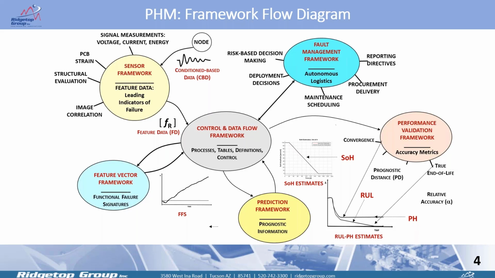Then you have a different framework that's more of an offline type of work. It's a performance validation. You really can't evaluate the performance of a prognostic node, if you will, until you've reached end of life, because you want to say, how accurate was I to the actual end of life? So until you get there, you really can't do performance validation. Then there's a framework that we here at Ridgetop are happy to help people with. We understand it, but it is really a customer-specific solution, and that's the fault management. Next.